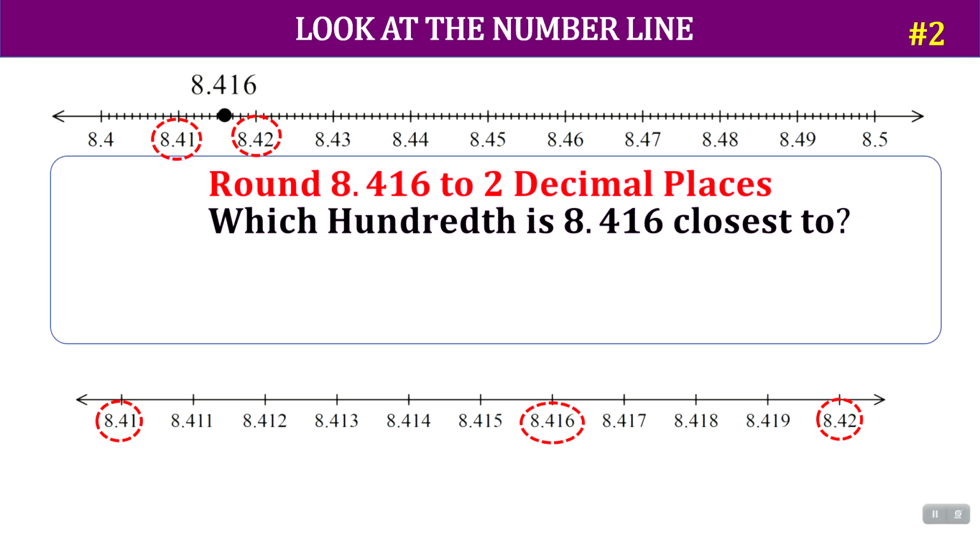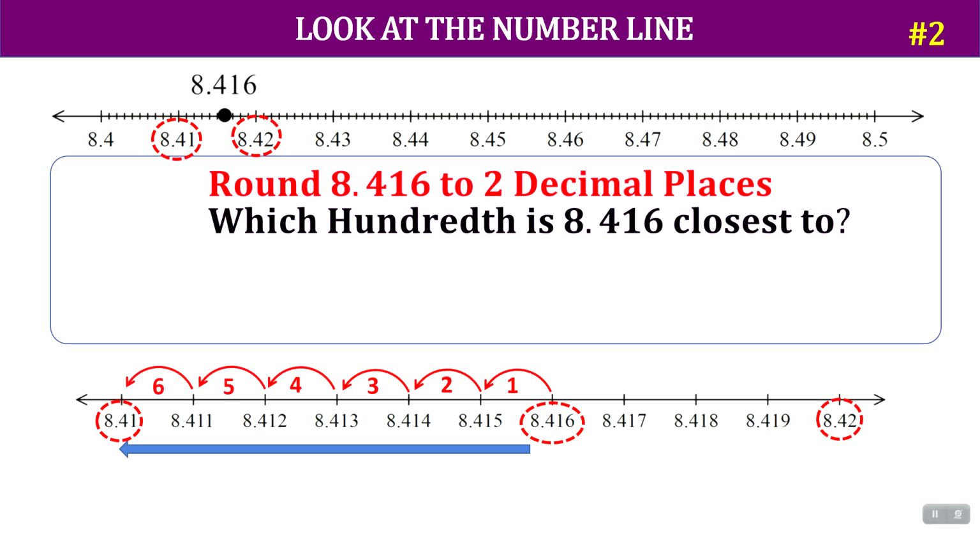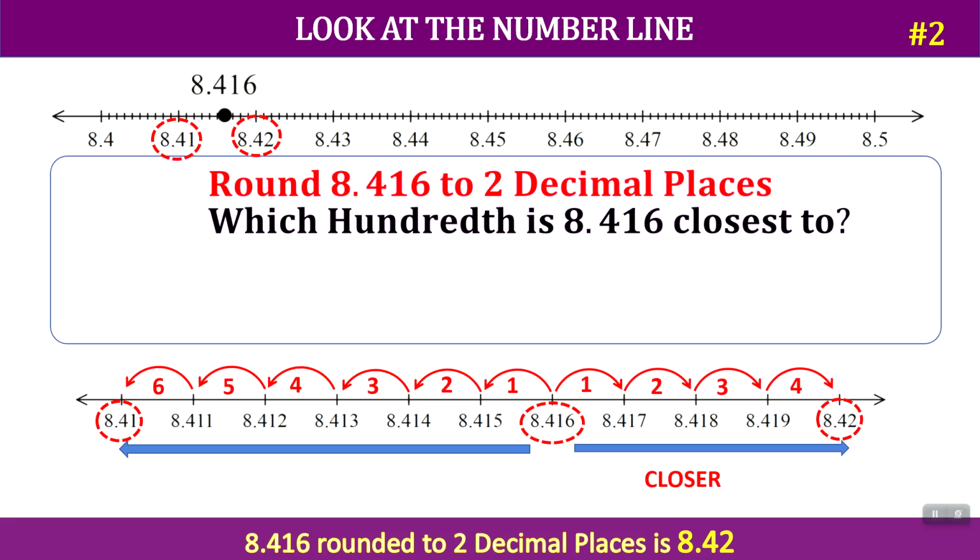Let's see which hundredth that is closest to. Again, we can count the number of steps. Back to 8.41, 1, 2, 3, 4, 5, 6. It takes us 6 to get there. Now let's see how many steps it takes to get to 8.42. 1, 2, 3, 4. And so it's closer to 8.42. So we say 8.416 rounded to two decimal places is 8.42.